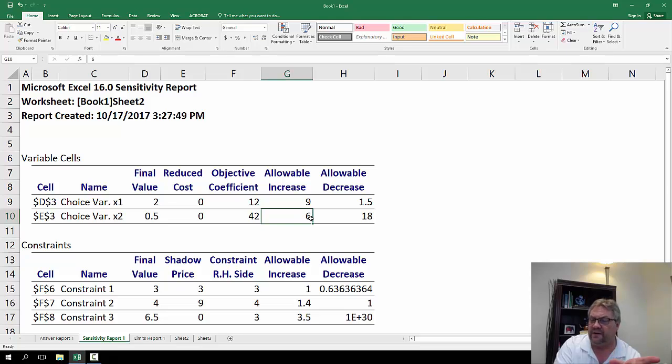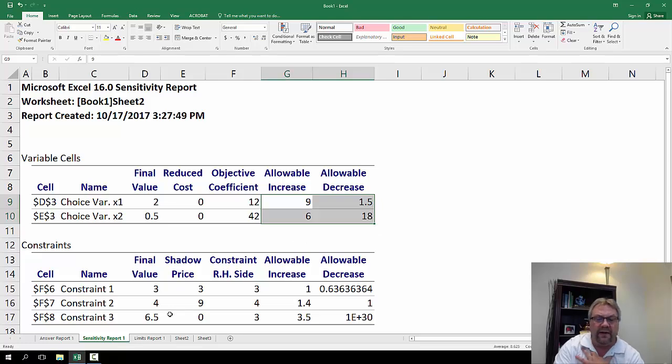Holding everything else constant, if the cost per unit for variable 2 increased by $6 or decreased by $18, then I would still produce a half a unit of good 2, right? That's what these allowable increases are telling us. The allowable increases affect the objective function coefficients. The reduced cost applies to my final value.